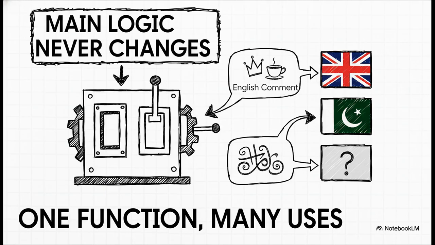And this is where the magic happens. We have one function, but we can get multiple outcomes. We could pass in an English callback to get feedback in English, or we could pass in an Urdu callback for Urdu. The core getGrade logic never, ever has to change. It just does its job and hands off the result. This makes our code super flexible and reusable.